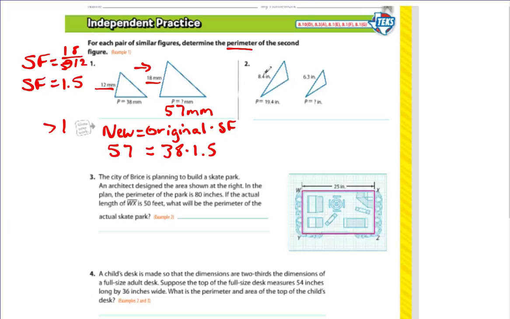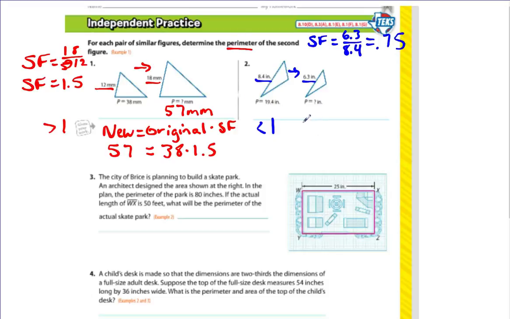So it's the same thing for number 2. So we have 8.4, 6.3. Okay. So our scale factor is going to be equal to, this time it's getting smaller, which means we need a scale factor that's less than 1. So again, it's going to be the new over the original, right? Because a proper fraction will give us something less than 1. In this case, if we work it out, it comes out to exactly 0.75.